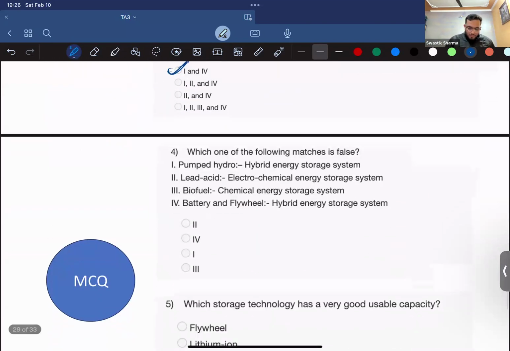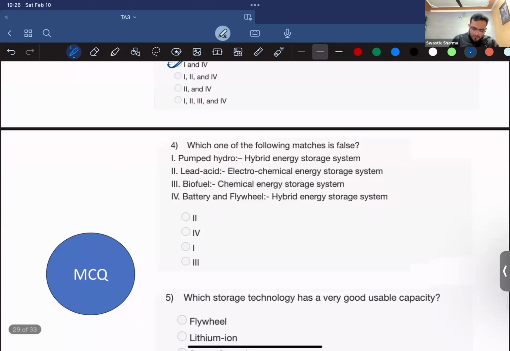Fourth question: which of the following matches is false? It's based on characterizing these different systems. So who can tell me the answer? Which one of the following matches is false? Pumped hydro, they are classifying it as a hybrid energy storage system. Is it true or false?